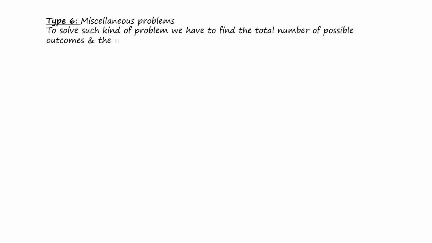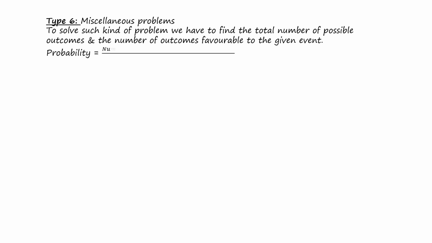Type 6, miscellaneous problems. To solve such kind of problems, we have to find the total number of possible outcomes and the number of outcomes favorable to the given event. And probability of the given event is nothing but number of outcomes favorable to the given event by total number of outcomes. Let's see some examples.